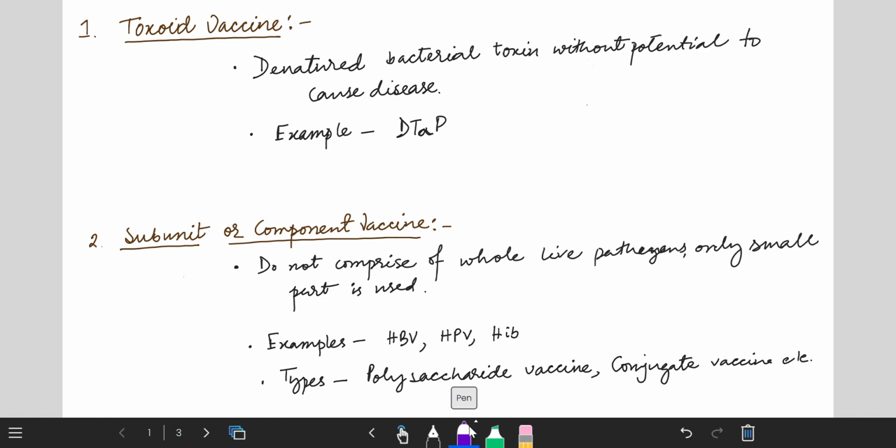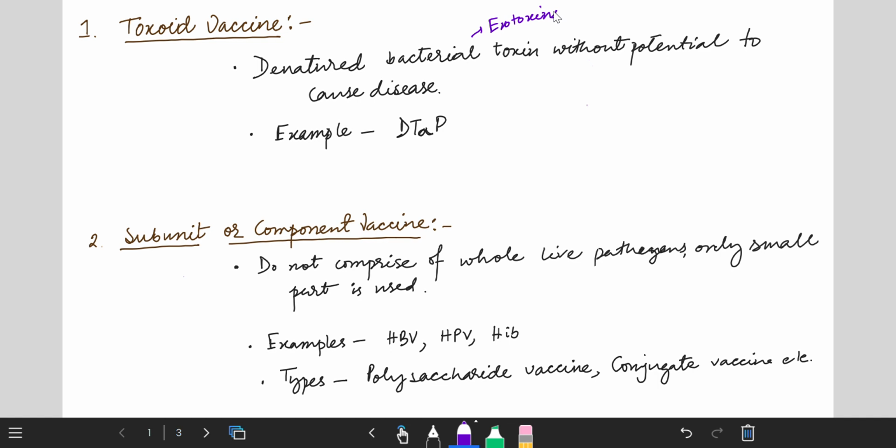Today's topic is about toxoid vaccine, subunit or component vaccine. What are polysaccharide vaccines? What are conjugate vaccines? So coming to the first, toxoid vaccines are made up of denatured bacterial toxins without potential to cause disease. Which kind of bacterial toxins? That are mainly exotoxins. Examples are DTaP, meaning diphtheria, tetanus and acellular pertussis.